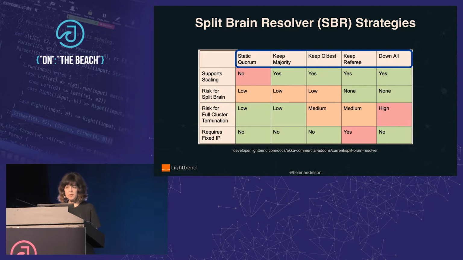And so what the split brain resolver does, and there are some open source versions, this is commercial support, is it has a few different SBR strategies. It's the static quorum, keep majority, keep oldest, keep referee, and down all. Down all, for example, would be if you've got really bad network problems and you just need to retain your consistency. And I have a link, I think, on a lot of these slides to the documentation if you wanted to read some more.